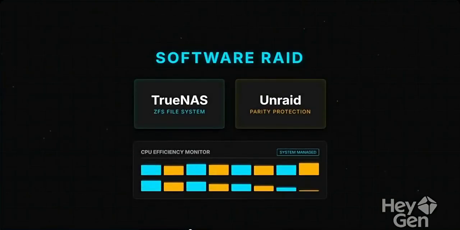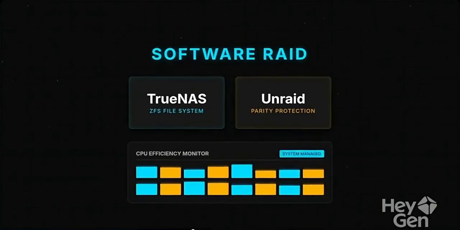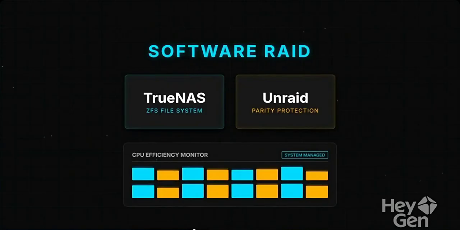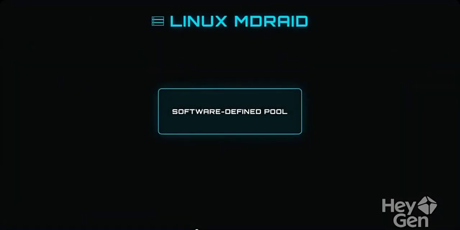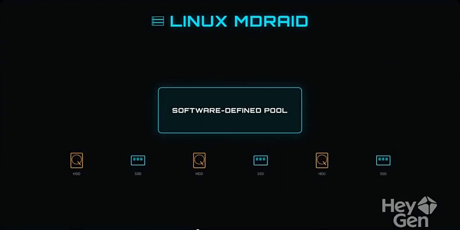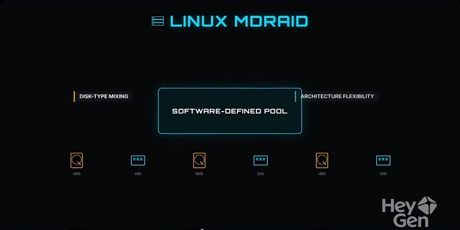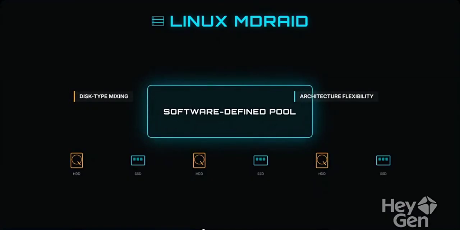On the other side of the spectrum is software RAID. Instead of buying a costly hardware card, the storage array is managed directly by your operating system, using your system's main CPU. While software options were historically slow, modern multi-core processors are so powerful that software architectures like ZFS, Unraid, and Linux MD RAID are now dominant. They offer incredible flexibility, disk-type mixing, and break your reliance on proprietary hardware controllers.